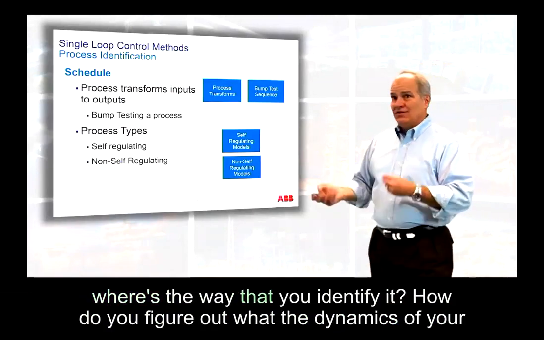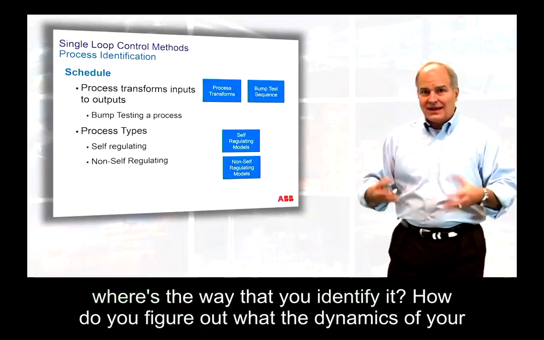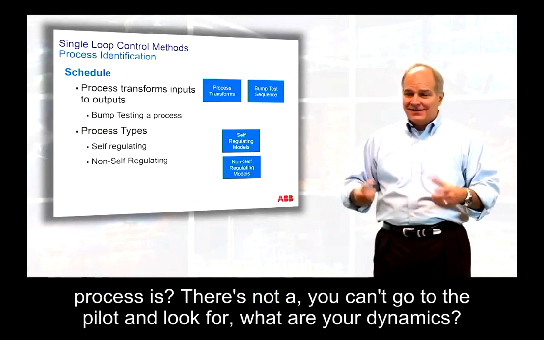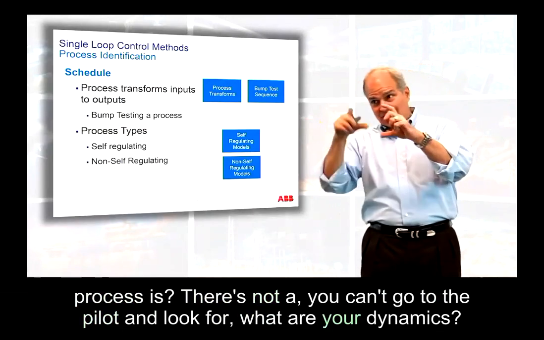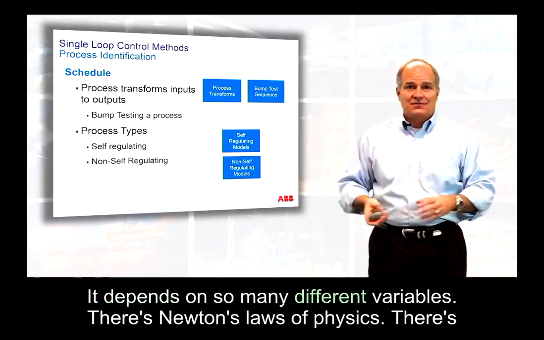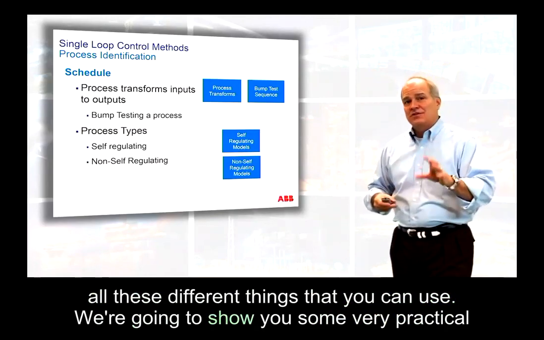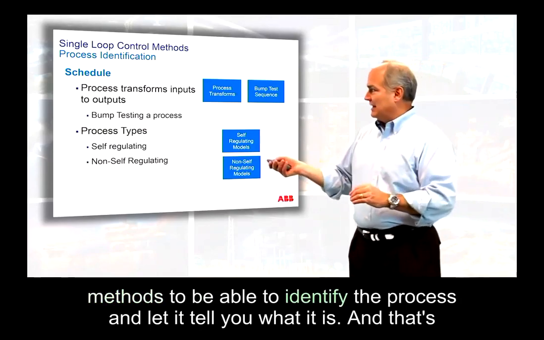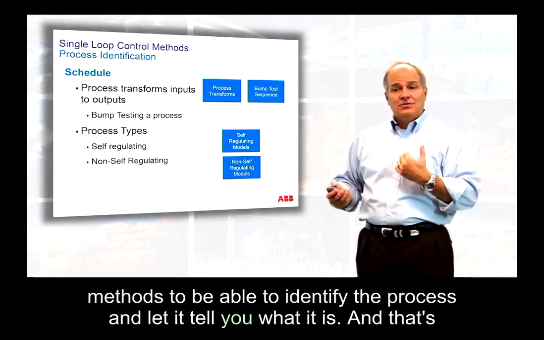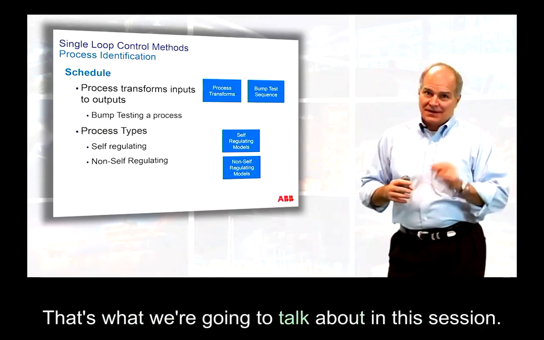But then what is the way that you identify it? How do you figure out what the dynamics of your process are? You can't go to the pipe and look for what your dynamics are. It depends on so many different variables. There's Newton's laws of physics, there are all these different things that you can use. We're going to show you some very practical methods to be able to identify the process. Let it tell you what it is, and that's what we're going to talk about in this session.